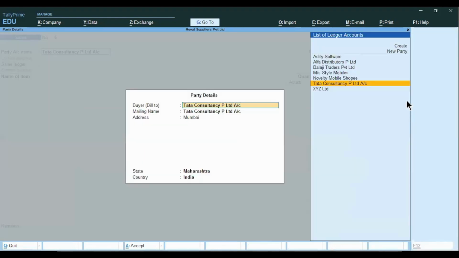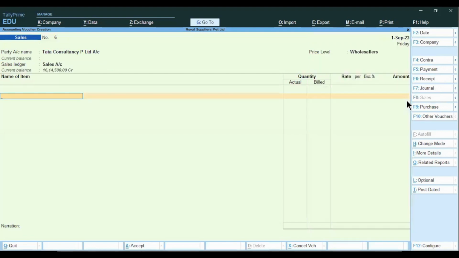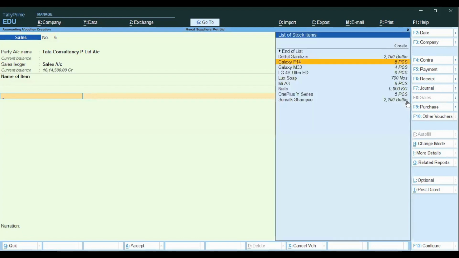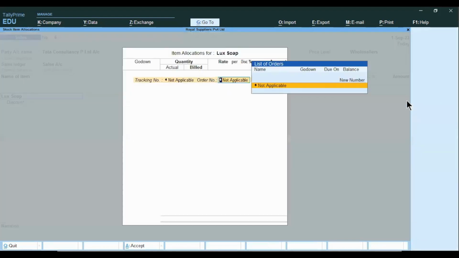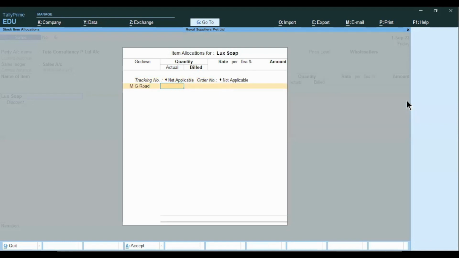And other things as it is, sales ledger, and name of the stock item. So we are selling Lux soap. Enter. No tracking available. From which godown? Suppose MG Road godown. We have 700 soaps in hand in our stock. Suppose we are selling 400 units. So bill quantity and actual quantity are one and the same. Rate will come automatically as 63, and discount rate will be 4%.